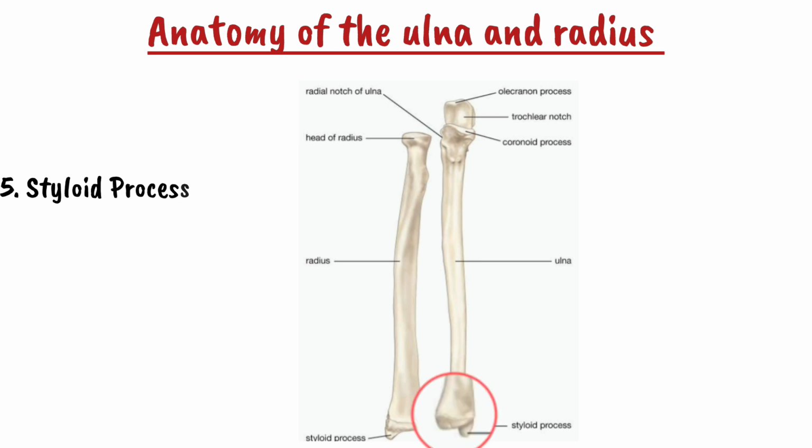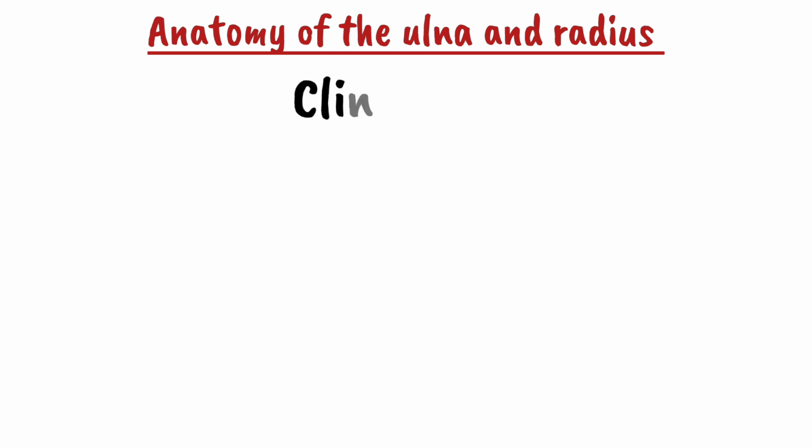Number 5. The styloid process of the ulna. A pointed structure on the distal end, providing attachment points for ligaments such as the ulnar collateral ligament of the wrist. Now let's talk about the clinical indication of the radius and ulna.